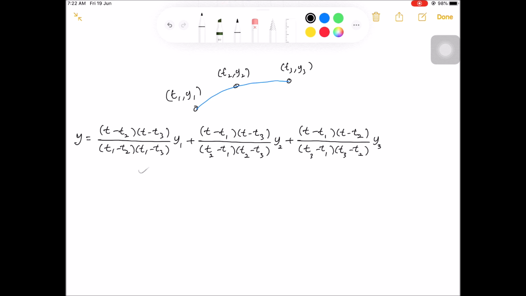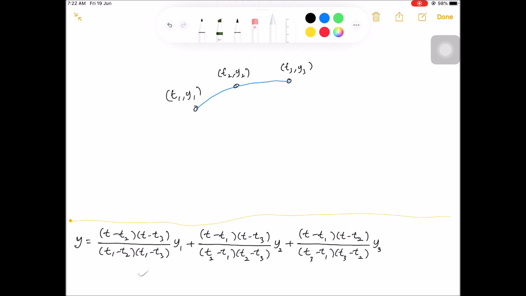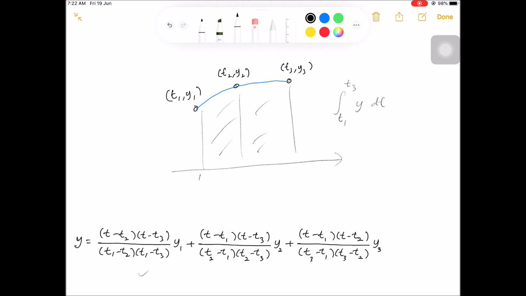So the area of the two strips below this curve, again, the area of the two strips below this curve is the integral of t1 until t3 y dt, in which t1 is here, t3 is here, and y is the equation for this blue curve. So we need to take this expression to the integral. But before that, it's better to simplify the expression using some substitution technique.